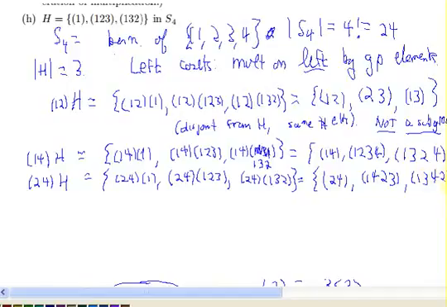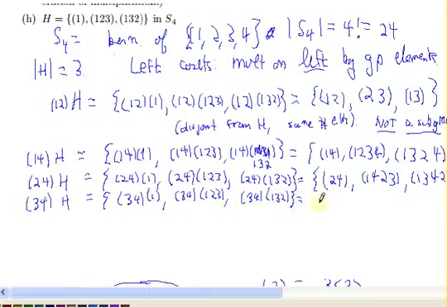Okay, how many cosets do we have so far? 1, 2, 3, 4. Okay, all right. Let's try (3 4), and see what we get there. Okay, I'm going to start out with (3 4). Okay, let's do this next one.